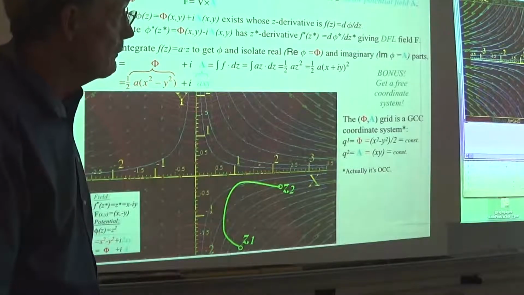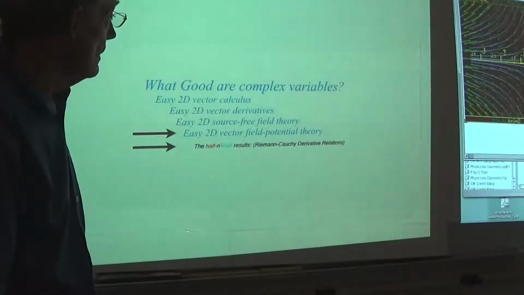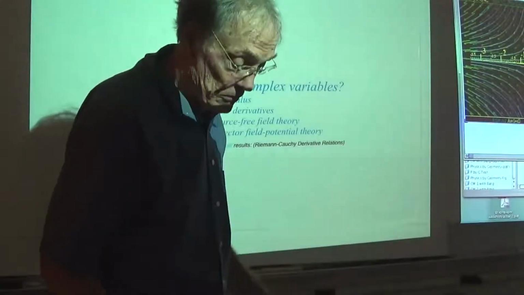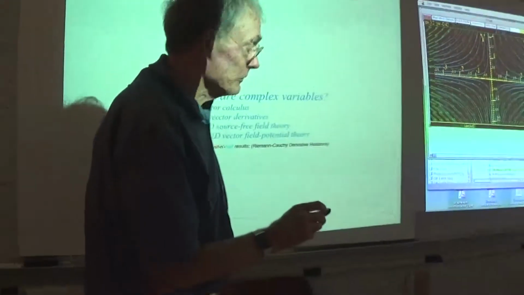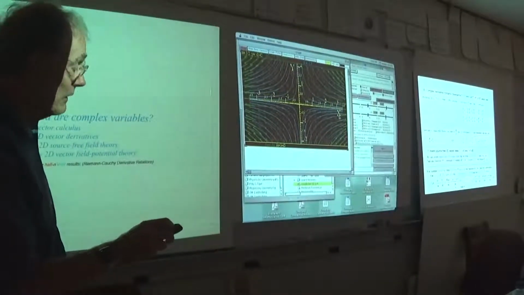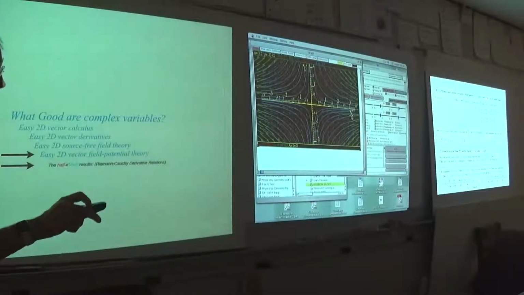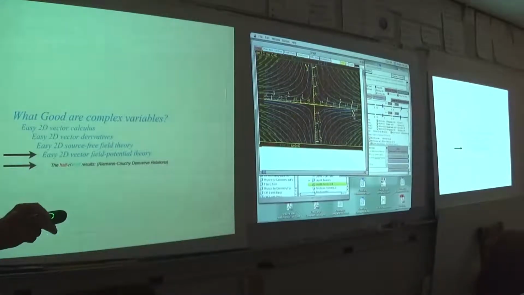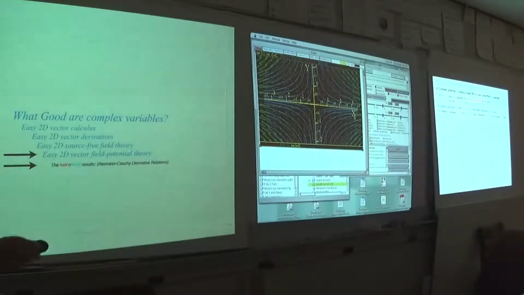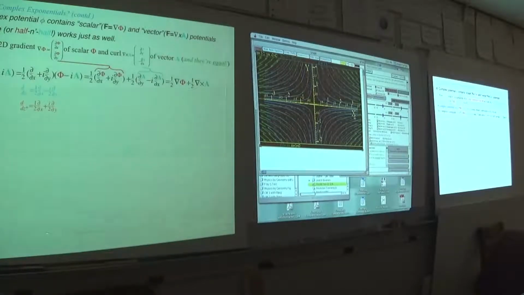Okay, we're getting there. Now, at this point, I've got to use the right-hand screen so you can read what's going on down there, as well as what's going on near where I'm standing. But let's go and take a look at what this means. And these are what are called Riemann-Cauchy derivative relations. I call them half and half, and you'll see why.